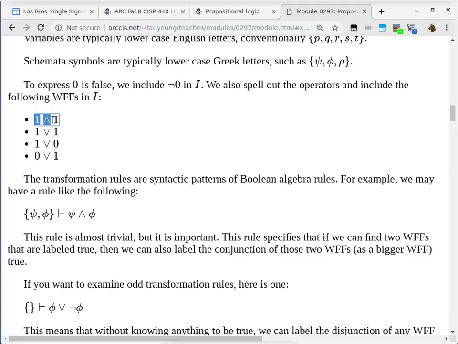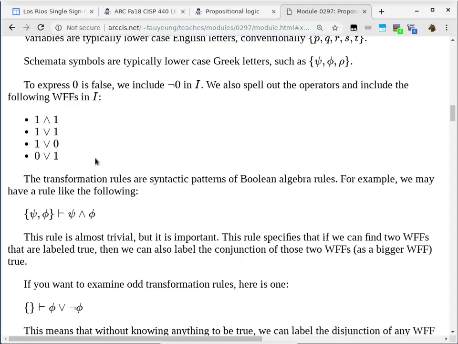Now it can also contain other things that are known to be true. True and true is known to be true. True or true is known to be true. True or false is known to be true. False or true is also known to be true. So all of these expressions are automatically put into the iota set, because these are the expressions that we know to be true. In other words, we are defining the operators by putting these specific expressions into iota.